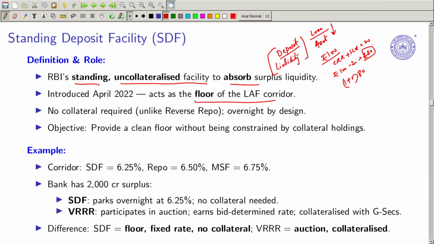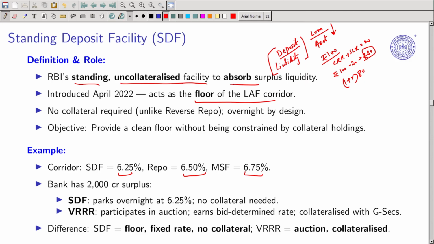So, this is what here we have. It doesn't require any collateral and it is overnight by design. In the same way, it operates like what we call the reverse repo, right, and it is the lowest rate. So, what is that? So, corridor. So, SDF is, suppose you can see that repo rate is 6.5%, SDF is 6.25% and marginal standing facility is 6.75%, which means that it is above repo by 0.25%, right.